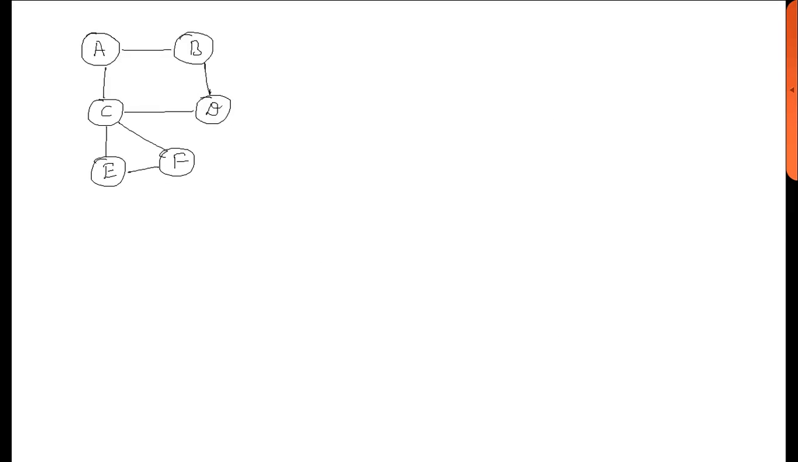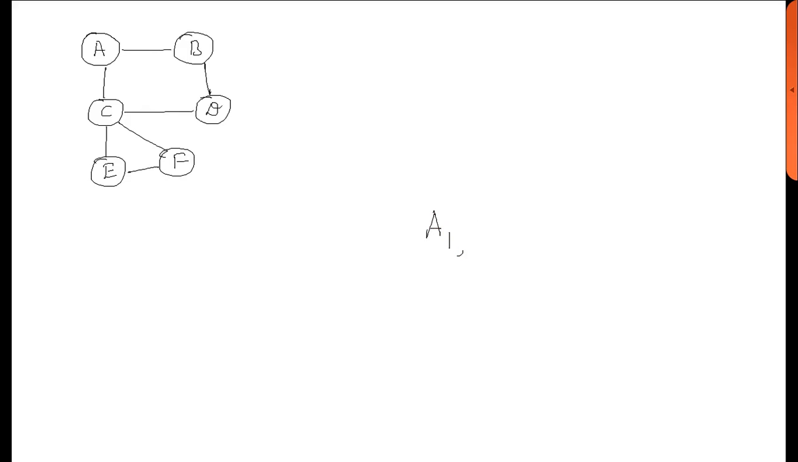DFS traversal has many solutions. This means the same graph can be traversed in different ways using DFS. So to illustrate this one, I will take the same graph once again. Let me start with A. A is the first vertex being visited.